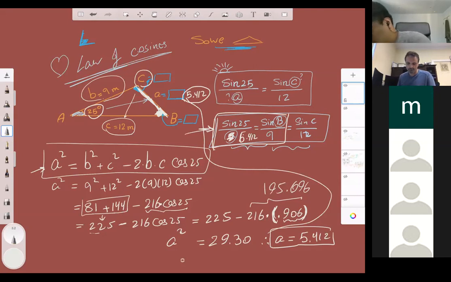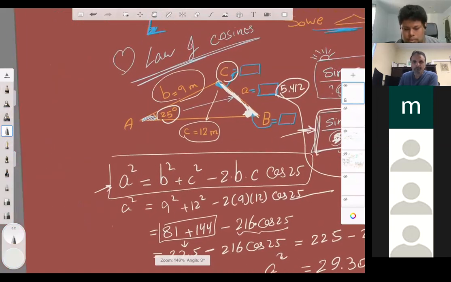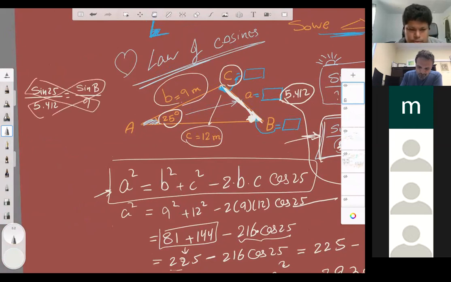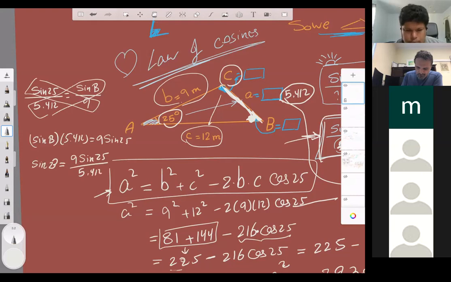So I'm going to copy this one. I'm going to use law of sine. I'm going to say sine of 25 divided by 5.412 equals sine of b divided by 9. Cross multiply. We have sine of b times 5.412 equals 9 times sine of 25. Then sine of b equals 9 times sine of 25 divided by 5.412. Correct?